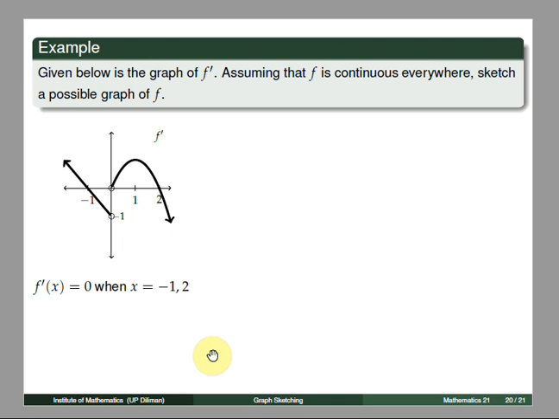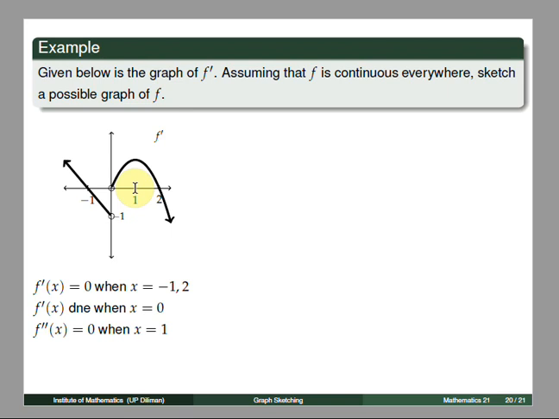Now, let's find when f prime does not exist. So clearly from the graph of f prime, it does not exist at x equals 0. Why? Because there is a discontinuity at x equals 0. Great. Now for the second derivative, it is 0 when x equals 1. So here, 0 when x equals 1.